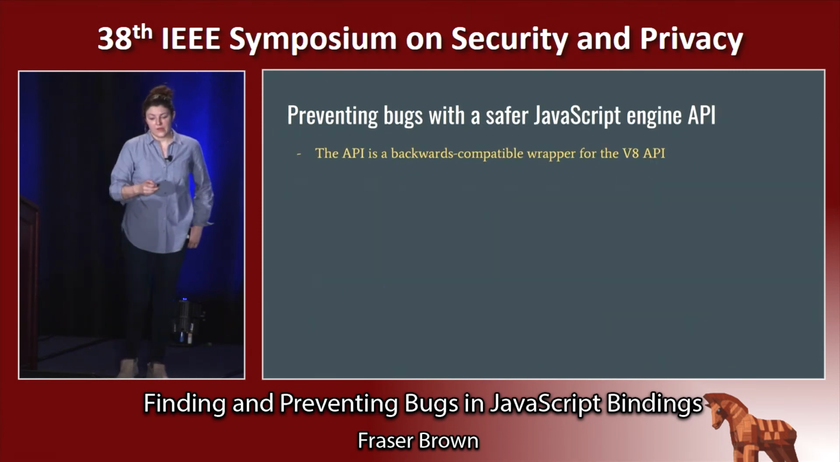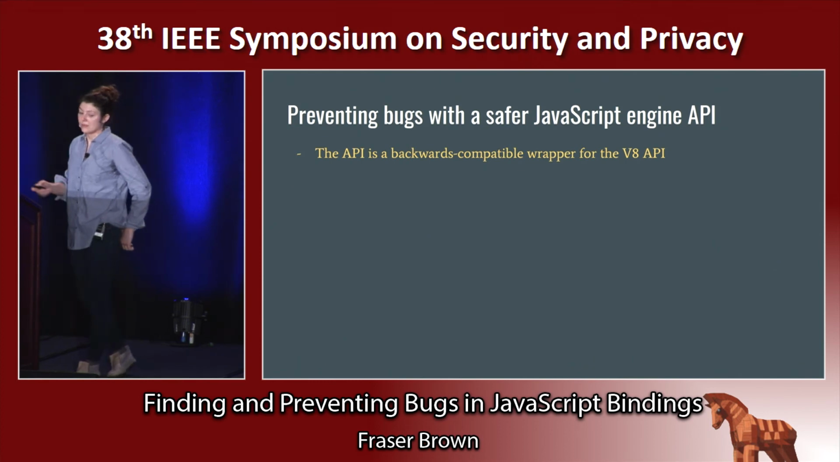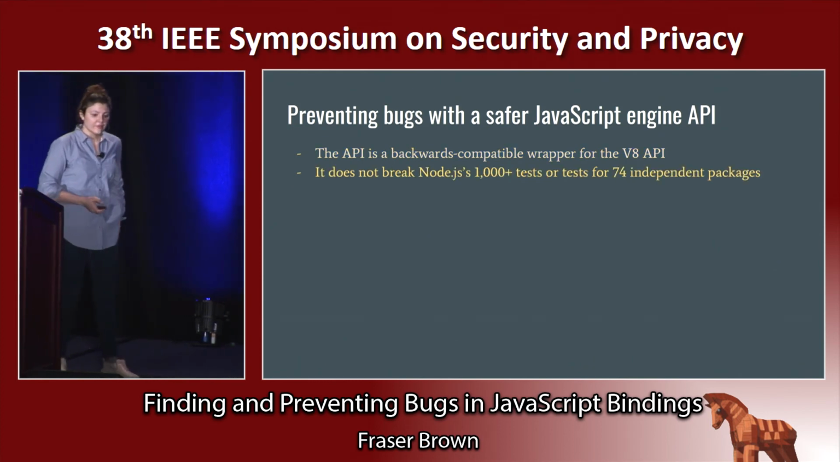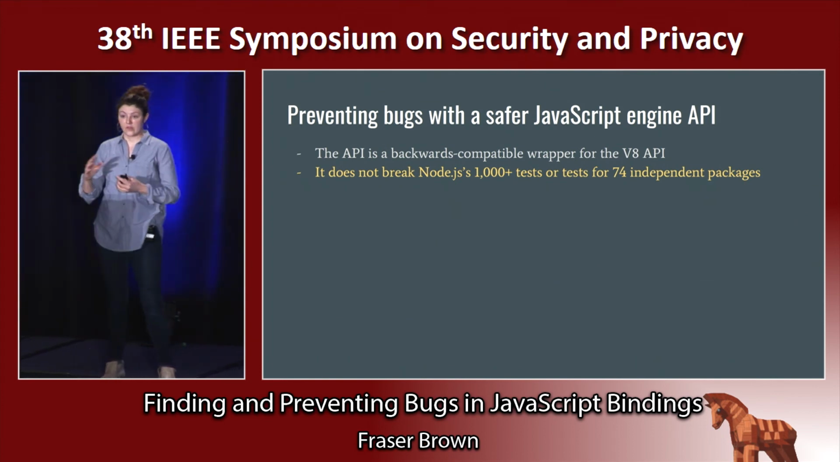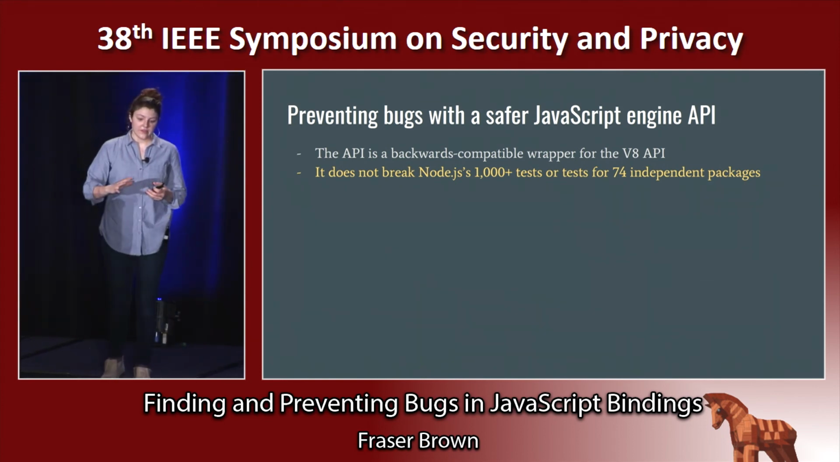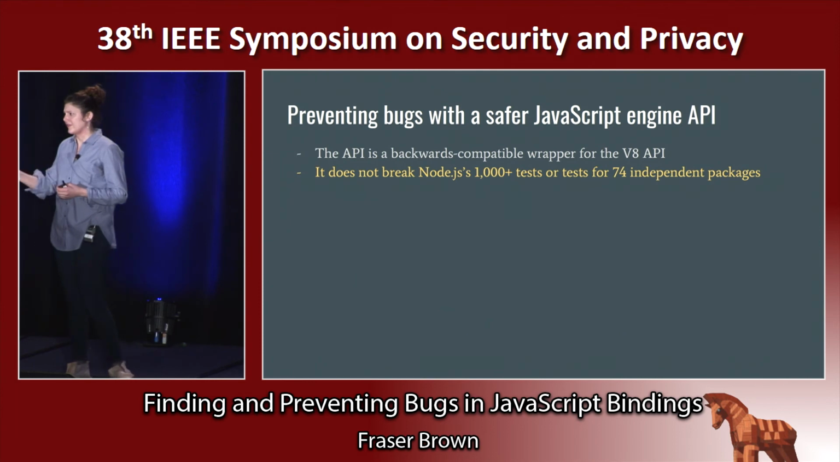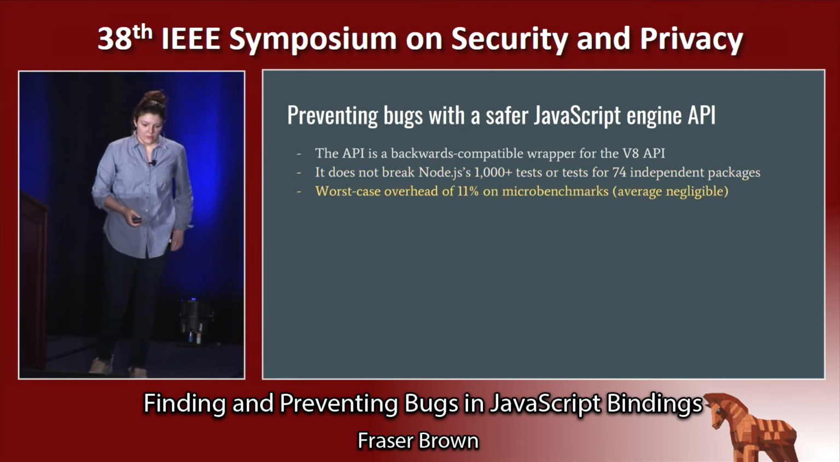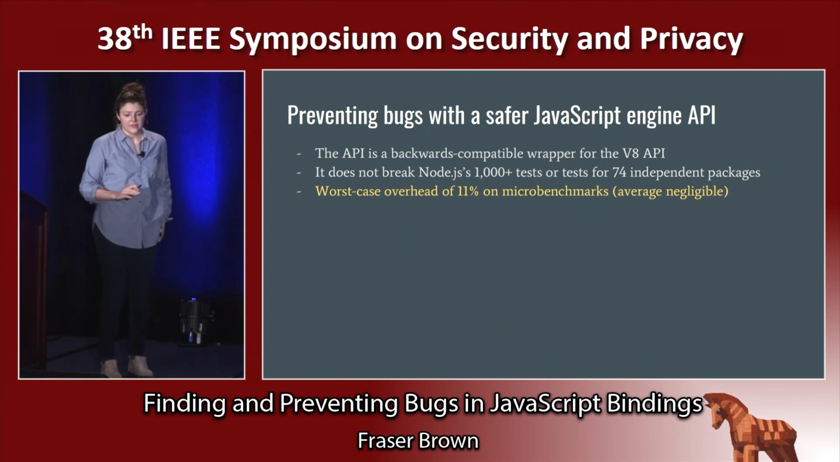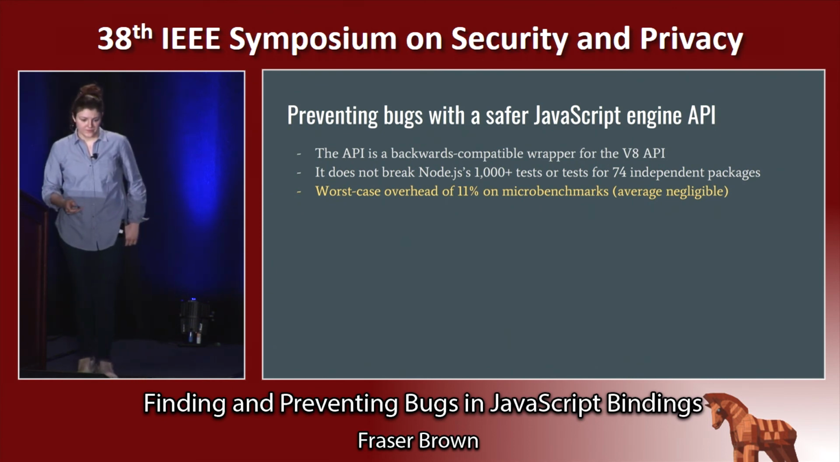We implemented the API as a backwards compatible wrapper for V8, and we tested backwards compatibility using Node's own version-to-version regression testing. So that's 1,000 tests, and then the test suites of 74 popular NPM modules or packages. We found a worst-case overhead of about 11%, but the average was pretty negligible.